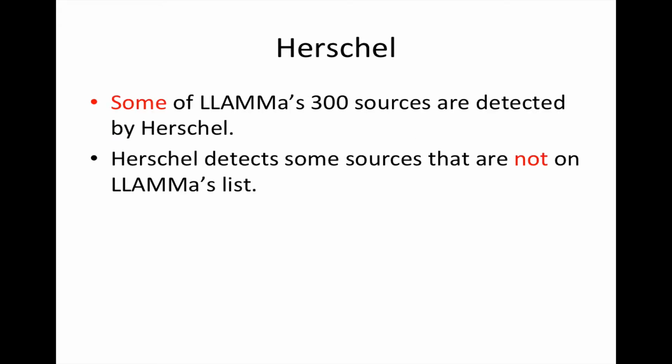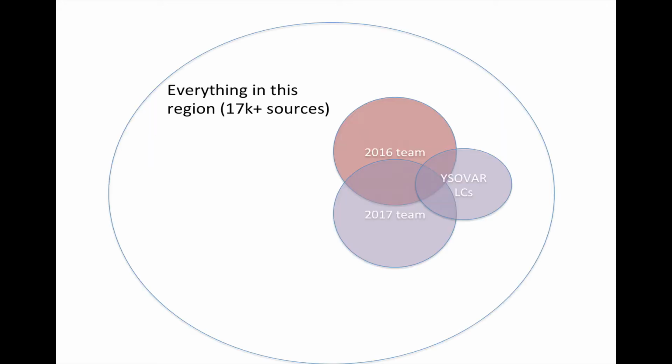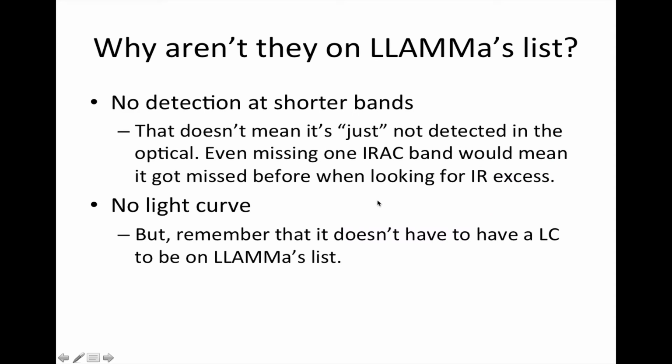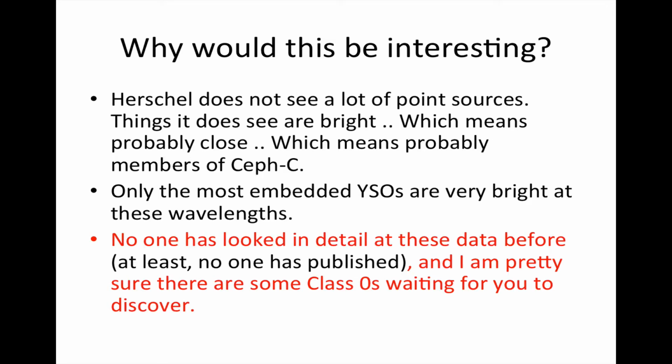Some of their 300 sources are detected by Herschel, but many sources detected by Herschel are not on the original LLAMA list because they didn't meet any of those four criteria for finding young stars. So there's 17,000 sources in the region. The 2016 team worked with one subset, and we're going to work with another subset. Some of our sources are going to be the same. Some of our sources are going to have young-star light curves, but not all of them will. And again, they weren't on the list before because maybe they didn't have any detection at shorter bands, or maybe they didn't have a light curve.